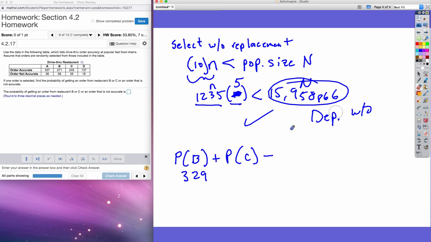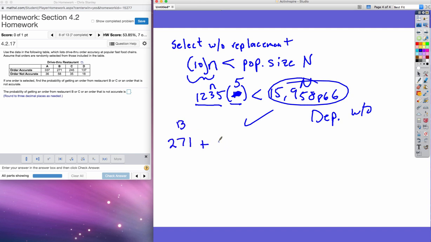I'm going to do this one a different way. We can use the formulas, but it's tricky using formulas when they have 3. Okay, so let's look at the 271. That's B. Let's look at the 58. That's B. Okay, let's look at the 245. That's C. Let's look at the 35. That's C. So these are my B's or C's. Now we need the order, we need the not accurate. So look at the 36. That's not accurate. So that's good.